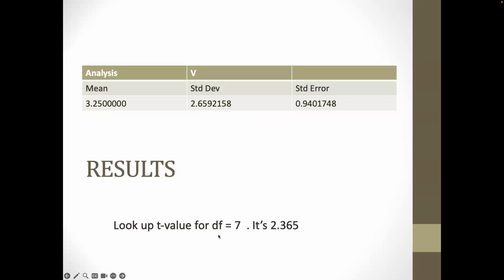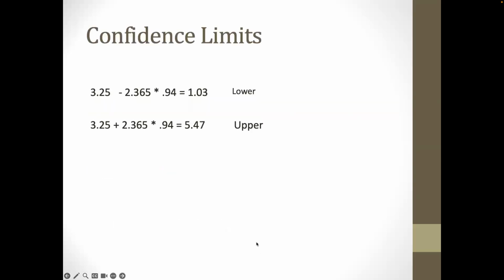You can look up the t-value. The degrees of freedom is 7 because we have 8 people in our sample, and so the degrees of freedom would be 8 minus 1, which is 7, and that t-value is 2.365. So our lower confidence limit is going to be 3.25 minus 2.365 times 0.94. That's our standard error. And that equals 1.03. Our upper confidence limit is going to be 3.25 plus 2.365 times 0.94, and that equals 5.47.